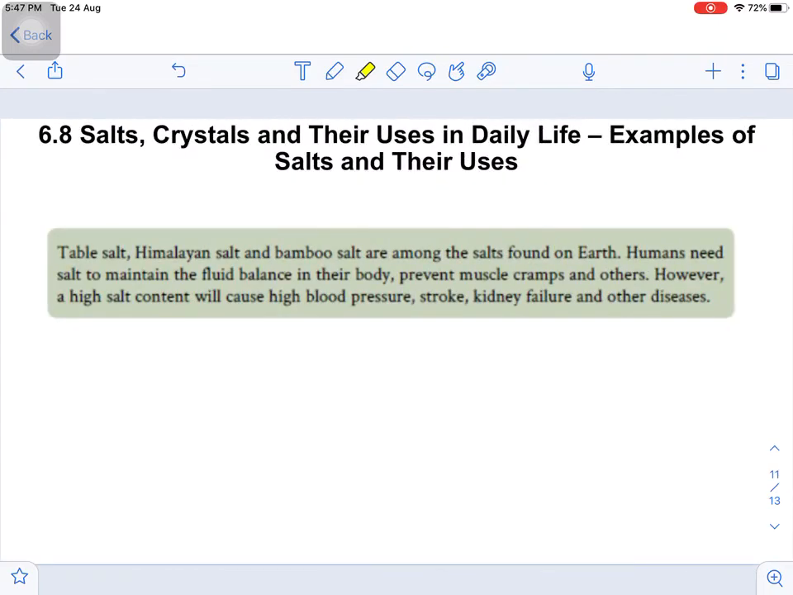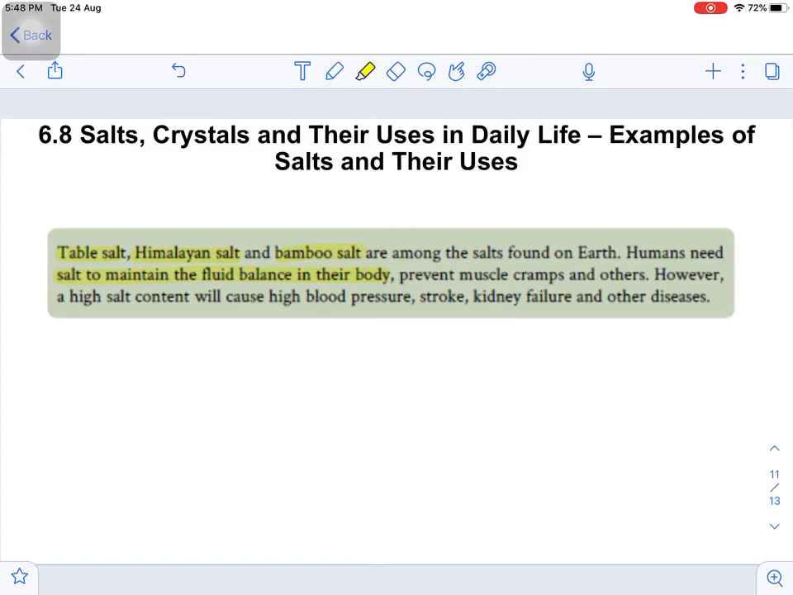Okay. So, table salt. Ini garam biasa kat rumah. Himalayan salt ada yang sekarang orang buat masak juga. And bamboo salt. Bamboo salt ni kata banyak juga dia punya benefit dia. Among the salt found on earth, human needs salt to maintain the fluid balance in their body. Okay. Sebab tu kadang-kadang kalau orang dehydrated ke, orang kurang air ke dekat hospital, dia akan masuk air. Air tu bukan air pure water. Yang dimasukkan adalah normally sodium chloride. Okay. Kalau dia kurang gula, dia akan masuk glukos pula lah.